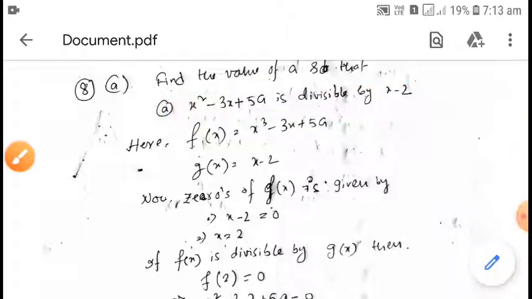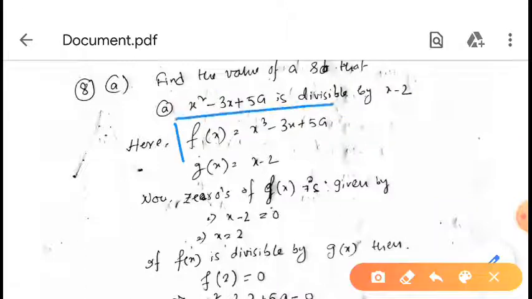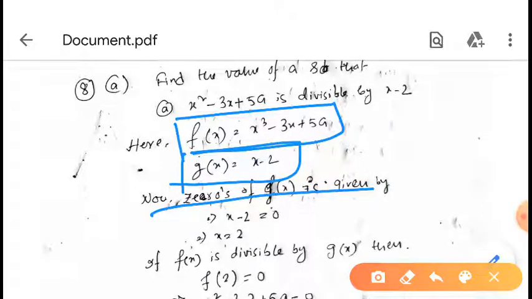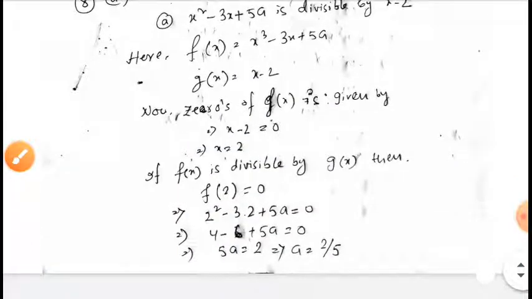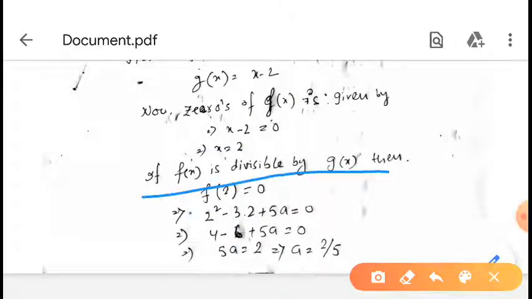Okay, so we consider f(x) equal to this function and g(x) equal to this function. We find the zero of g(x), simply x equal to 2. So whenever you take the zero of g(x), x equal to 2, then you conclude that f(2) is 0. This is the given condition actually. So if f(x) is divisible by g(x), then by the given condition f(2) equal to 0. Here you can write this is by the given condition also.